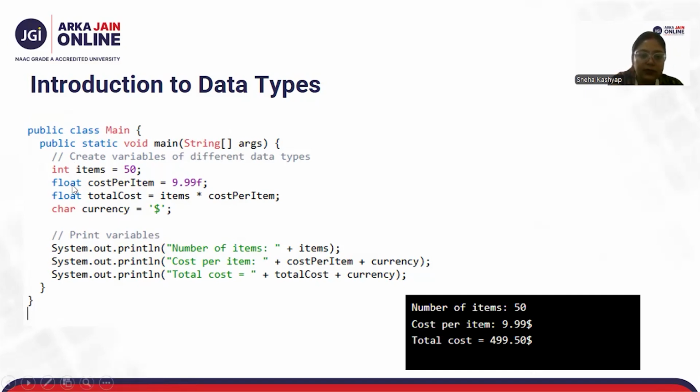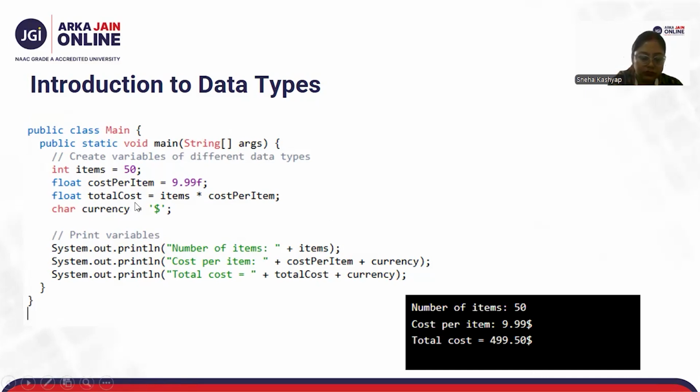Now I'm trying to create variables of different data types. The first one is item, of type integer. This item stores the value 50. Since it is an integer, I can use numeric values, so I've just stored it as 50. Next, I've taken a variable named cost per item, assigned the data type float, and the value 9.99. Since I've taken float, I have written the value with an F.